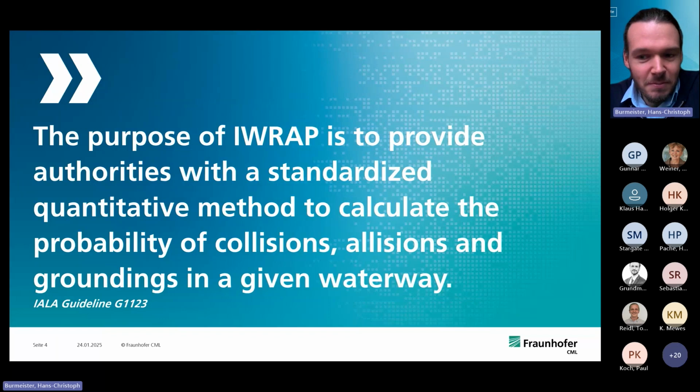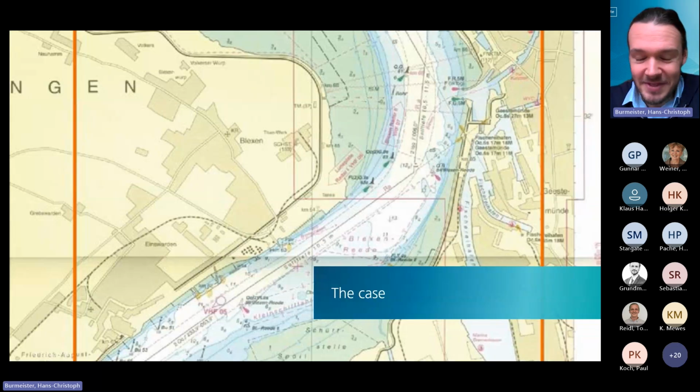The second word, which maybe not everybody is aware of, is iWrap. iWrap is in principle a maritime risk assessment tool. It's internationally accepted by the IALA, which is an association of all coastal states worldwide, and is used by authorities as a standardized quantitative method to calculate probabilities of collisions. And you specifically use it if you have changes in the traffic layout in free areas, but also in ports, to assess how certain risks are changing. And that was also the case here, which we are investigating.